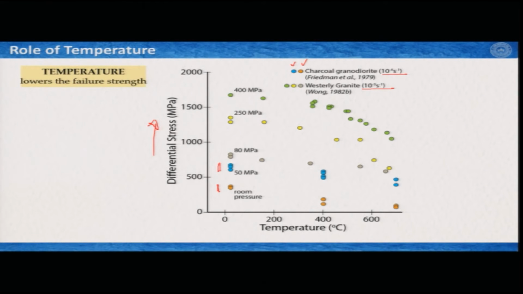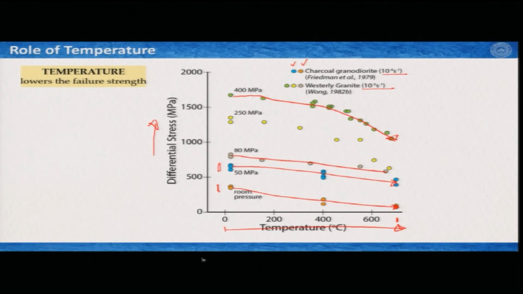And you can see that the temperature from 0 to 700 degree centigrade here, if the temperature got increased, then at room pressure the strength decreases like that. At 50 megapascal the strength decreased like that, whereas in Westerly granite, when dealt with 400 megapascal confining pressure, the strength decreased again a little non-linearly, but at 80 megapascal it was more or less linear.